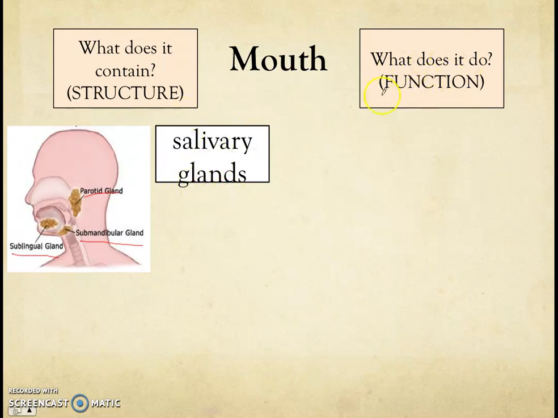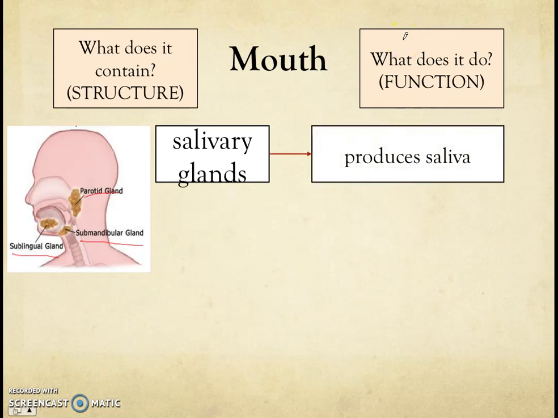Now, what do the salivary glands do? See these glands which are near your mouth? They are associated organs. Okay, they're not part of the alimentary canal. But what do they do? Well, you tell me, they produce saliva, right? Look at your sloppy saliva.